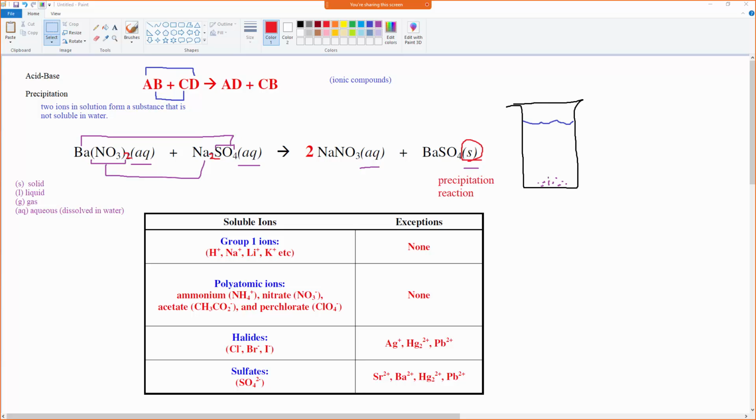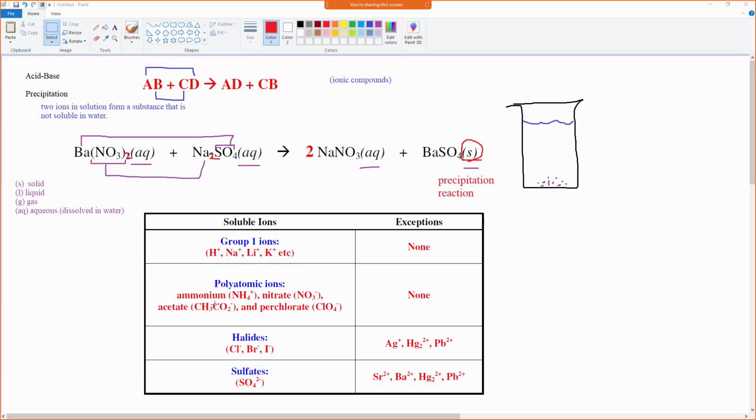So here's how you're going to read that table. You're going to say, if I have a group 1 ion in my compound, for instance, hydrogen, sodium, lithium, potassium, then I will be soluble, because this is a table of things that are soluble, and there are no exceptions. So sodium sulfate, we predict will be soluble because it has a sodium in it. And I don't have to go any further than that. Sodium nitrate, I predict will be soluble because it has a sodium in it. I don't have to keep looking, okay?